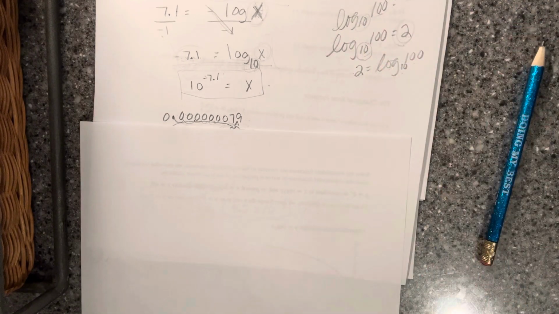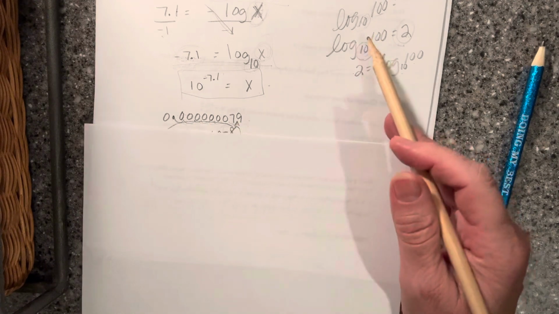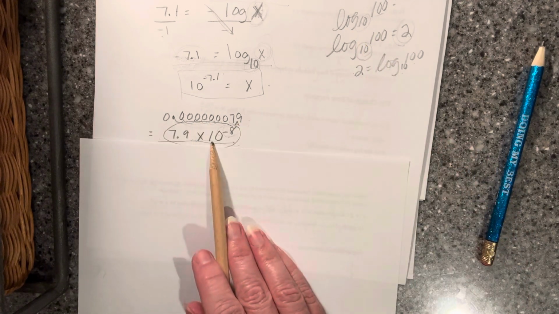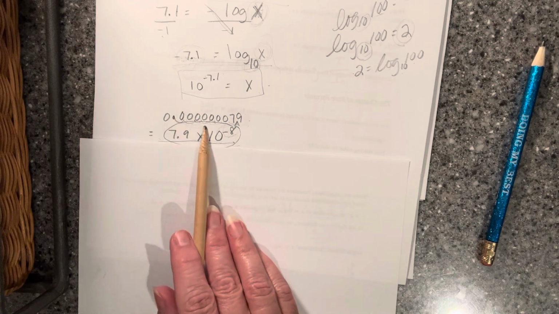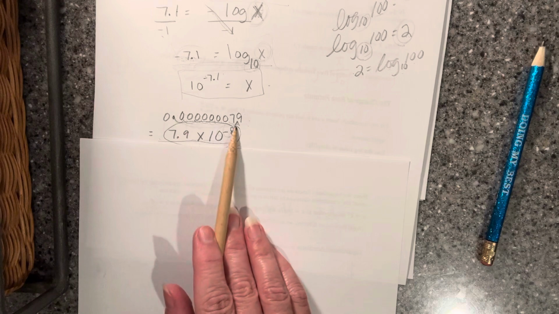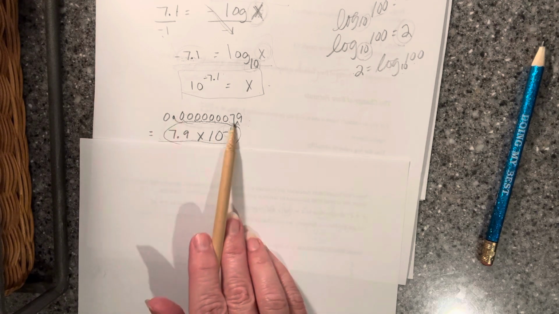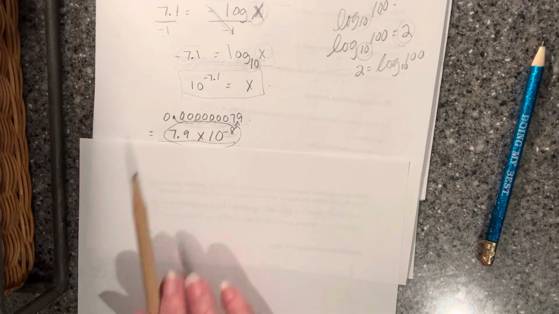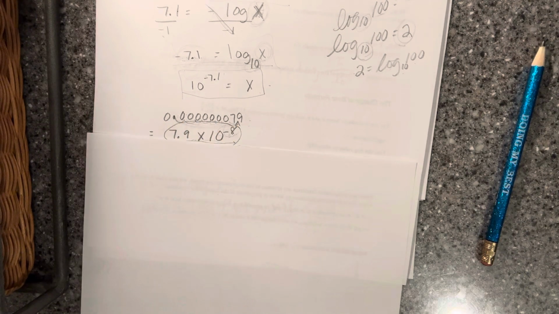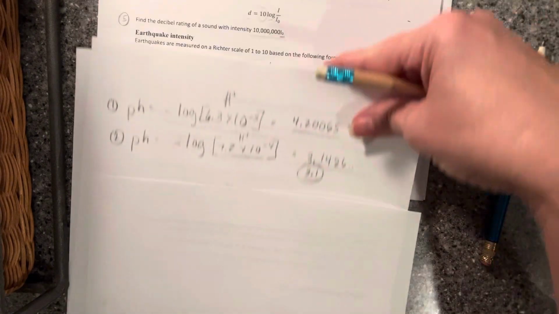Then to put it in scientific notation, you'd move your decimal over between the 7 and the 9. And you'd have 7.9 times 10 raised to negative 8, because that's how many places you had to move your decimal point to get it between the 7 and the 9. When we move our decimal to the right, making very small numbers have negative exponents, it would look like that. Okay, number 4 on your handout.